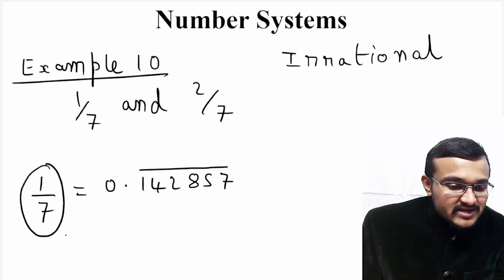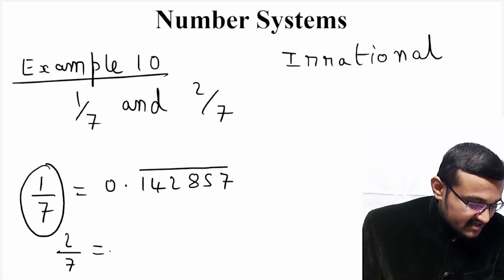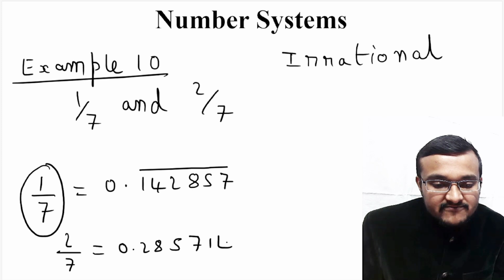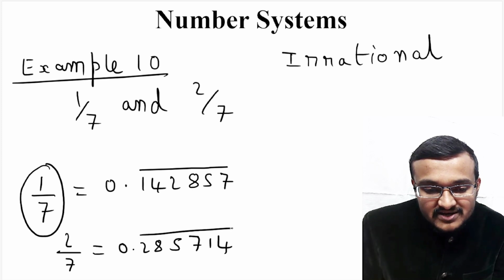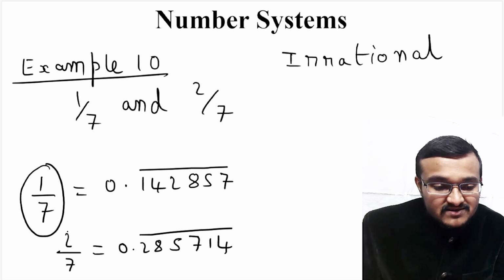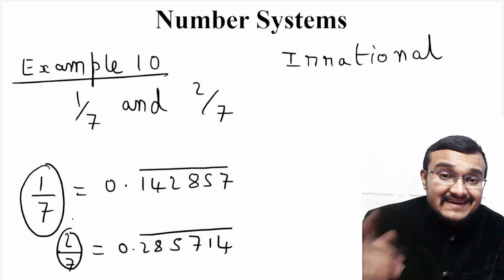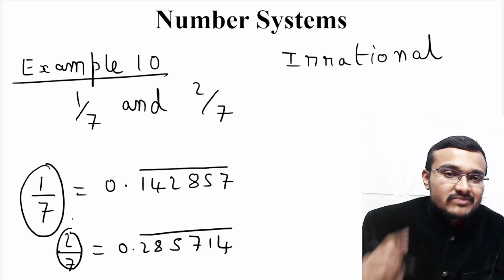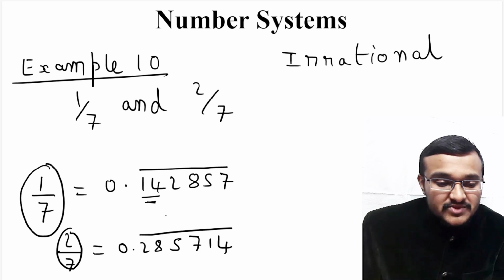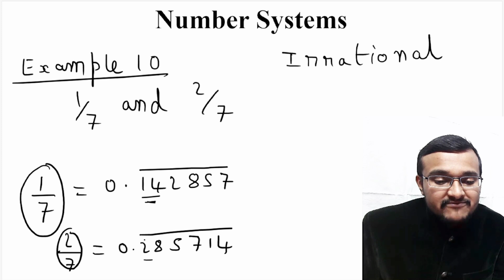So when you take the value for 2 by 7, here also you are getting 0.285714. Here also this particular number is recurring. So that means even 2 by 7 is a rational number. But you have to find an irrational number between 1 by 7 and 2 by 7. So that means here the number should be greater than 0.142857 and it should be less than 0.285714.